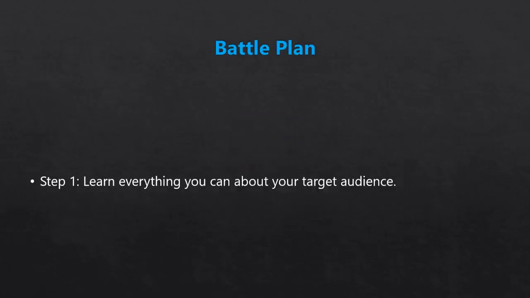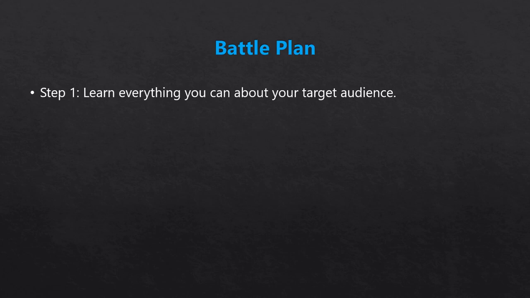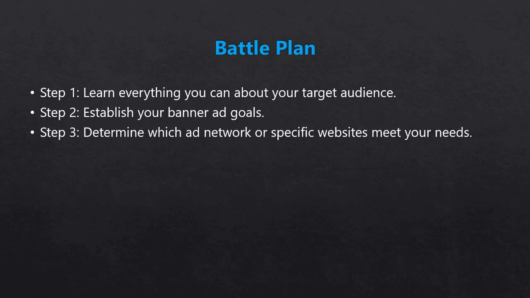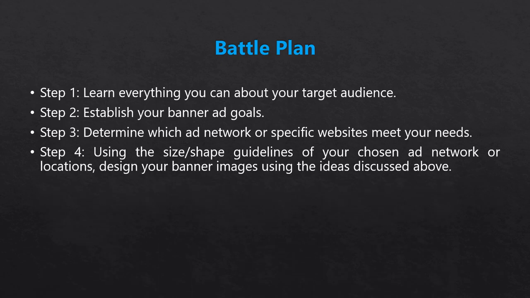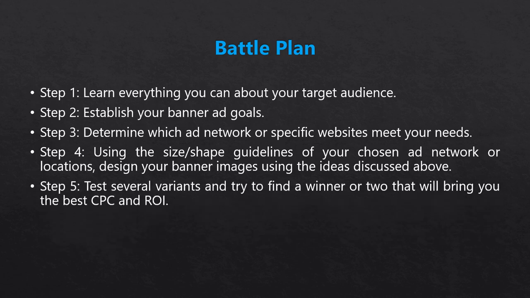Step 1, learn everything you can about your target audience. Step 2, establish your banner ad goals. Step 3, determine which ad network or specific websites meet your needs. Step 4, using the size and shape guidelines of your chosen ad network or locations, design your banner images using the ideas discussed above. And Step 5, test several variations and try to find a winner or two that will bring you the best CPC and ROI. Don't put this off till later. Execute these steps right now.